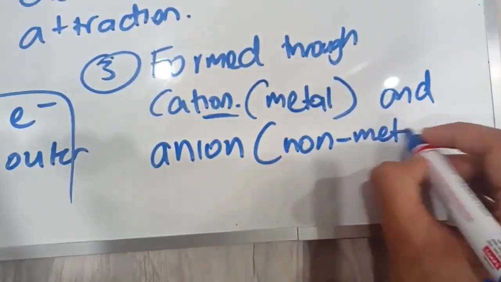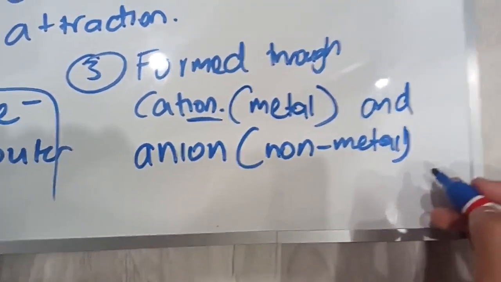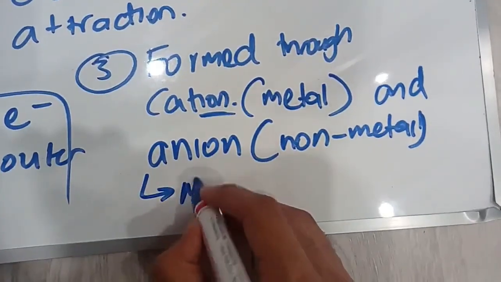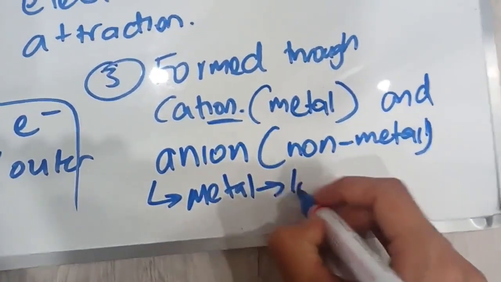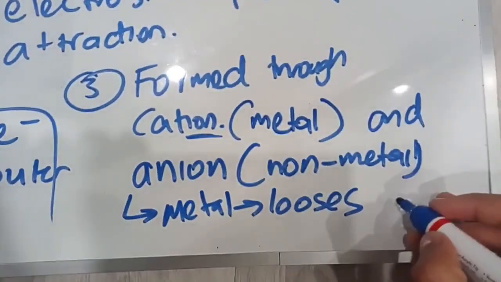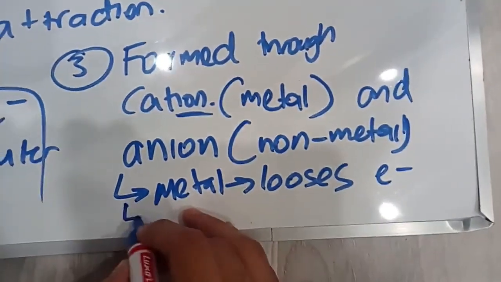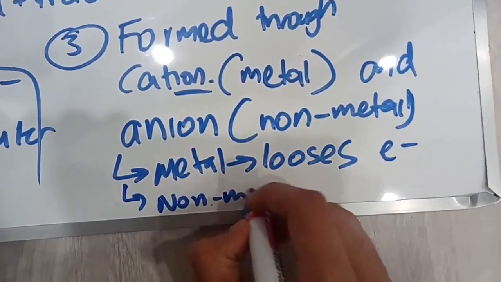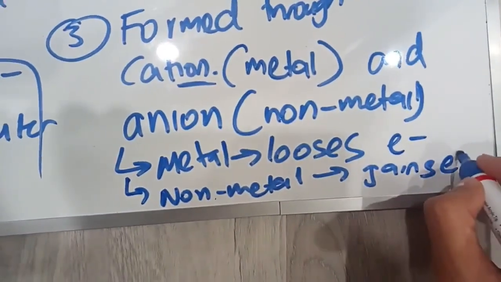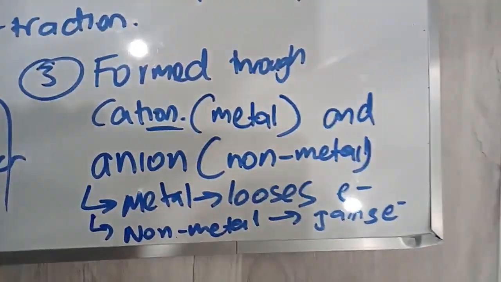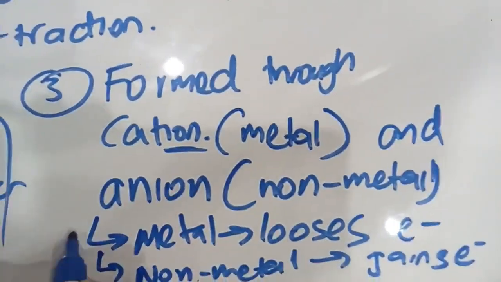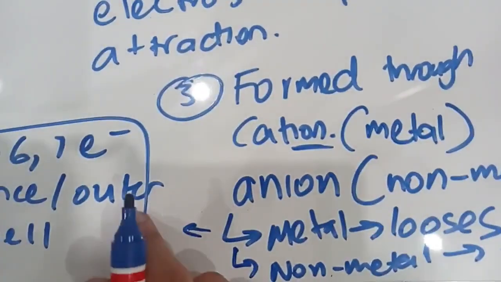Now, let's summarize what we just looked at. Metal loses an electron, and so it loses a negative charge, so it has more positive charges. Loses electron, and non-metal gains the electron. Okay?